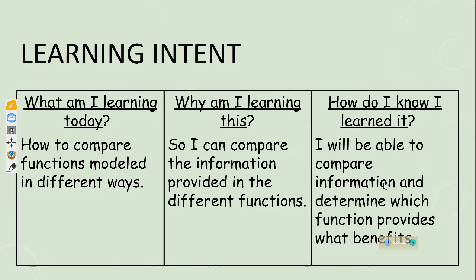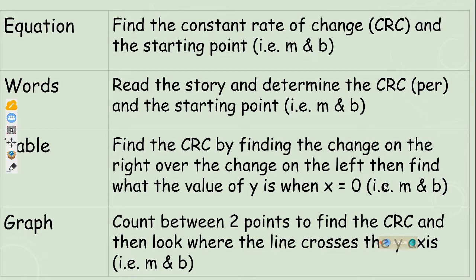Now there's nothing new today. We're doing exactly what we've been doing. We're going to be looking at equations. We're going to look at words, tables, and graphs. In each and every one of these, you're looking for the constant rate of change, the slope, or m, and the starting point, or b, the y-intercept. In an equation, you're going to look at the number in front of x, that'll tell you your slope, and the number without a letter is b, your starting point.